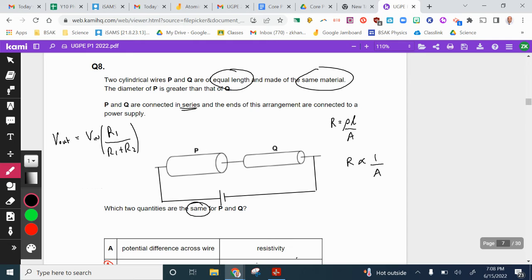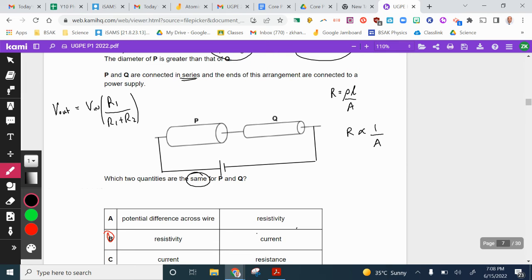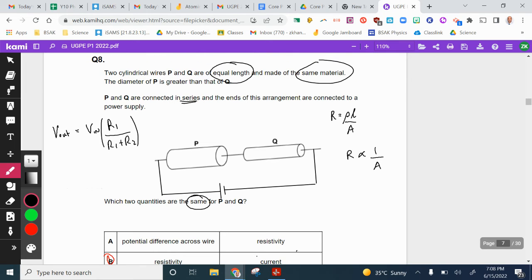Now it says which two quantities are the same. So let's look at each one separately. Now, we know that resistance is equal to rho times by L over A. We've been told that the resistivity is the same because same material, same length. So we know the cross-sectional area is different due to the diameter being different. So that means the resistance is inversely proportional to the area.